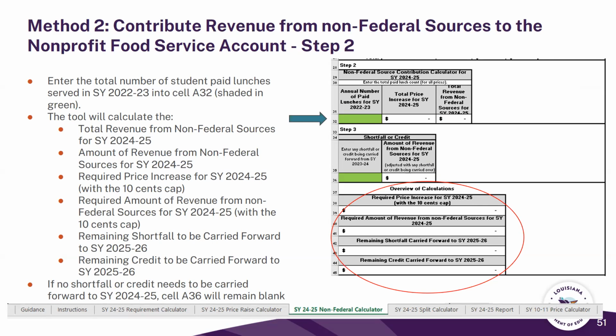Remaining credit to be carried forward for 25-26. If no shortfall or credit needs to be carried forward to school year 24-25, cell A36 will remain blank.